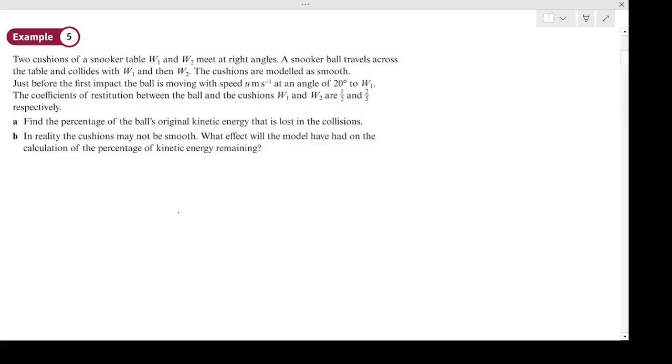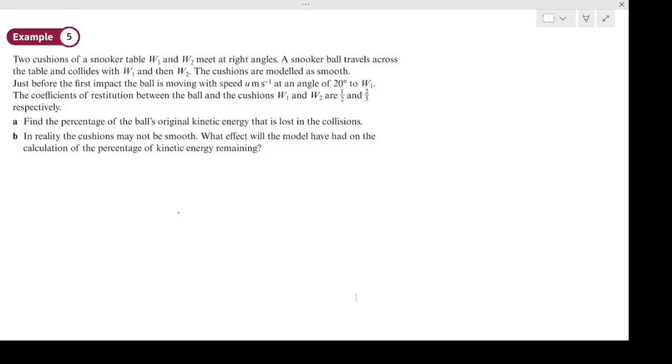So here we're told two cushions of a snooker table, W1 and W2 meet at right angles. A snooker ball travels across the table, collides with W1 and then W2. The cushions are modelled as smooth just before the first impact. The ball is moving with speed u at an angle 20 to W1. The coefficient of restitution is 1/2 and 2/5 respectively. And firstly, it wants me to find the percentage of the ball's original kinetic energy that is lost.